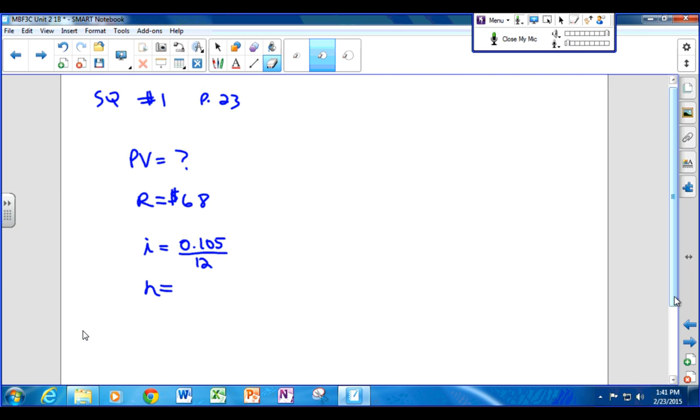And now we're in 36 monthly payments, so N is just going to be 36, which is what, 3 years? Yeah, 3 years. So I guess that's all right.